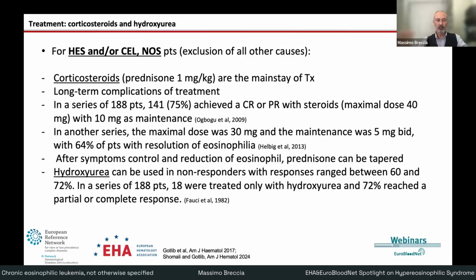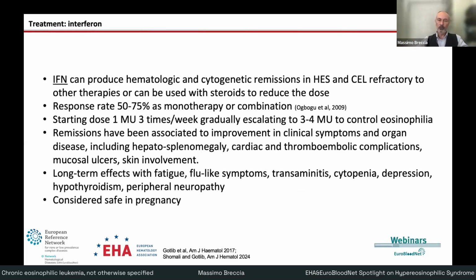As in our patient, the other drug that was usually tested is hydroxyurea, which can be used in non-responder patients, and the responses reported ranged between 60 and 70%. The other one that I believe could be an important drug, because it can act not only on hematological control but also as biological control, in which cytogenetic remission was also reported, and which was also tested in CEL-NOS refractory to other therapies and can be used, for example, to reduce the dose of steroids, is interferon.